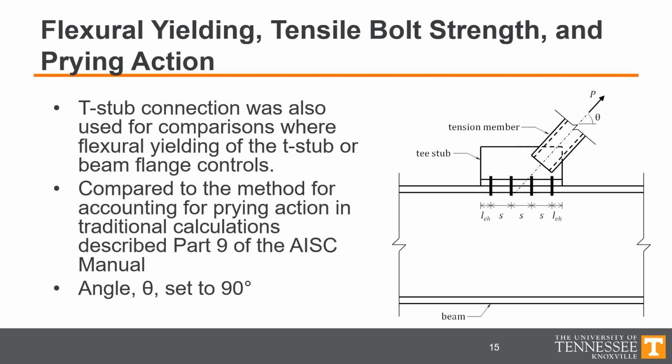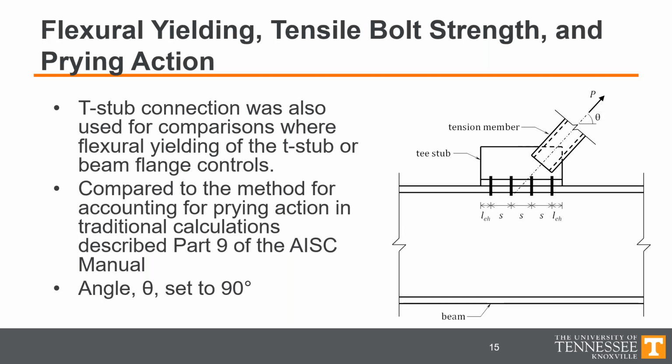Now, when doing this work, I was always conscious to understand what parts of the traditional calculations are mandatory and which parts are not mandatory. The method of Part 9 of the Steel Manual for dealing with prying action is not in the specification, and thus it's not a mandatory method. Other methods, including the explicit modeling of the connecting elements in IDEA StatiCa, are okay to use per the specification.